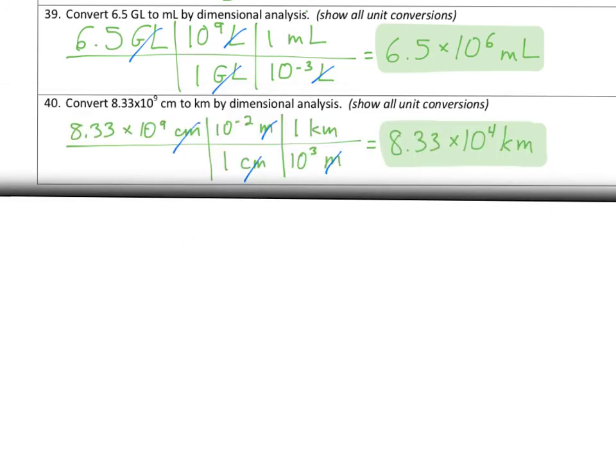And then on the second example, we're going from centimeters to meters and then meters to kilometers. Going from prefix to prefix will always be a three-step problem. Once you figure out each conversion factor, like how many centimeters in a meter, how many meters in a kilometer, you're going to multiply across the top, divide across the bottom.